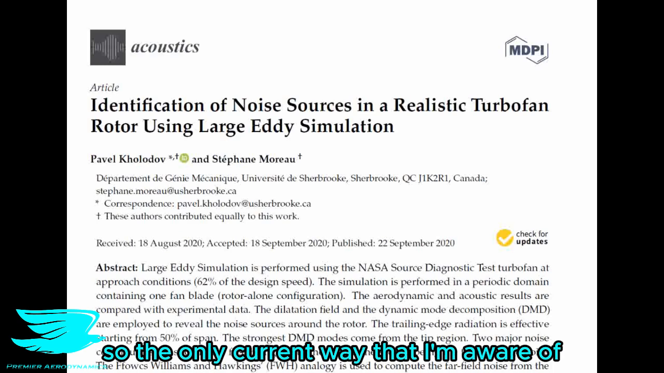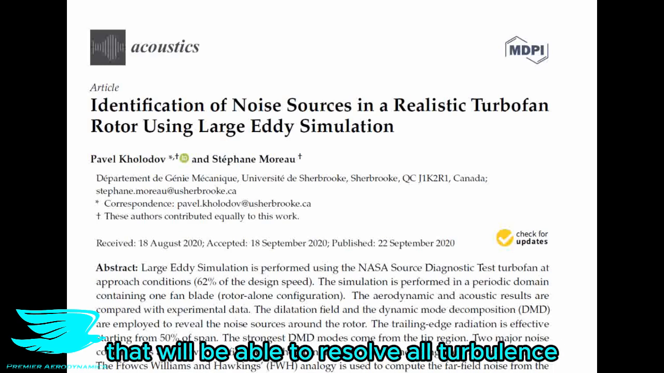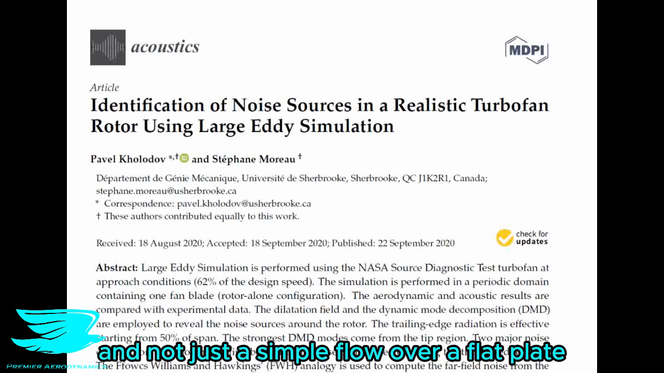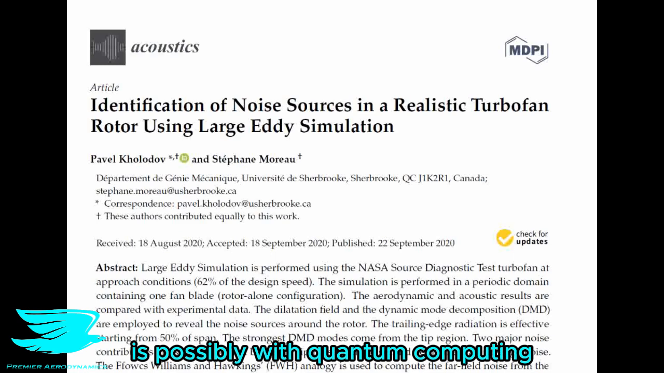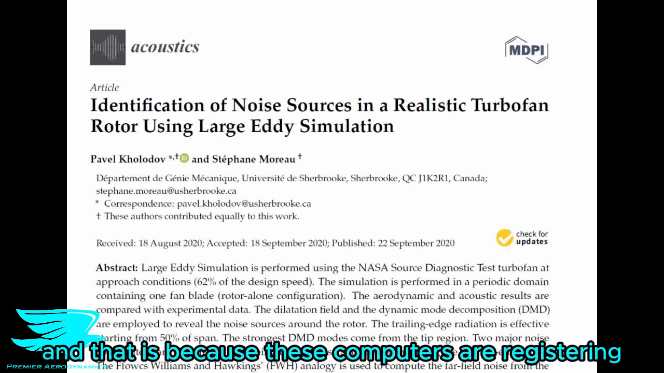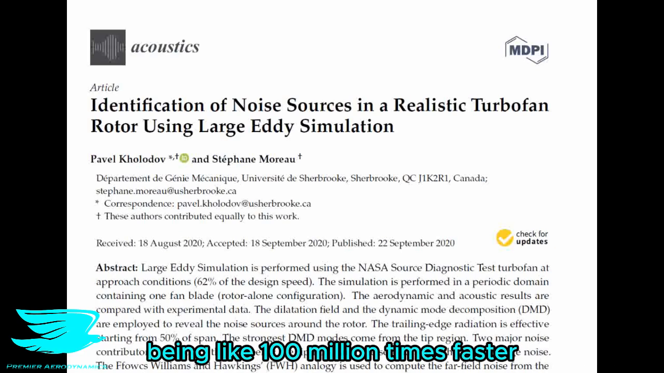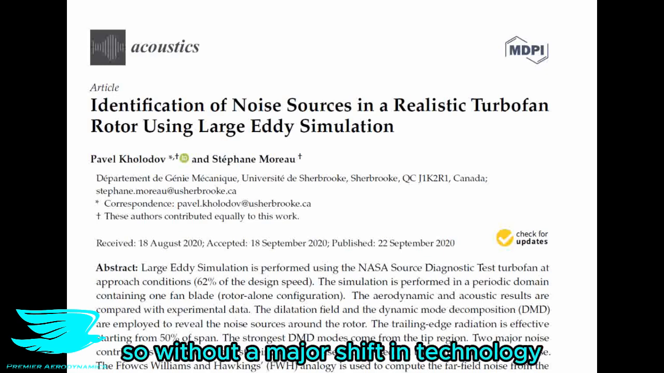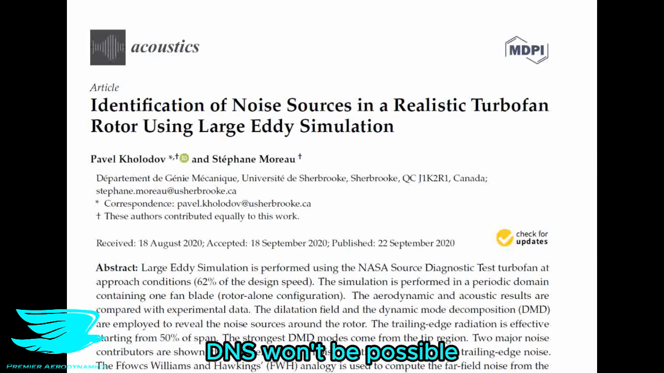So the only current way that I'm aware of that we'll be able to resolve all turbulence for a real-world application like an airplane or a car, and not just a simple flow over a flat plate, is possibly with quantum computing. That is the only promising method I can see, and that is because these computers are registering being like 100 million times faster than the average core on your computer or your cell phone, whatever, which is really impressive. 100 million times faster. So without a major shift in technology, DNS won't be possible in my opinion, ever.